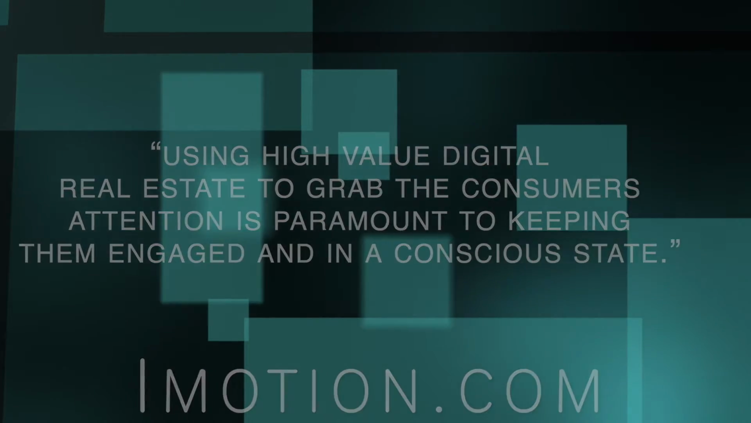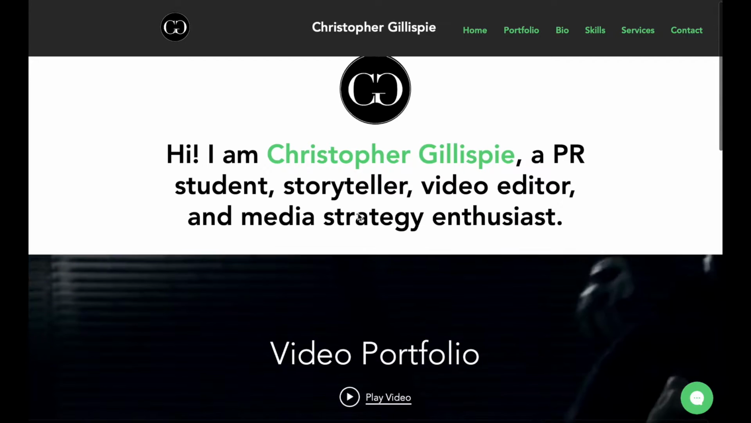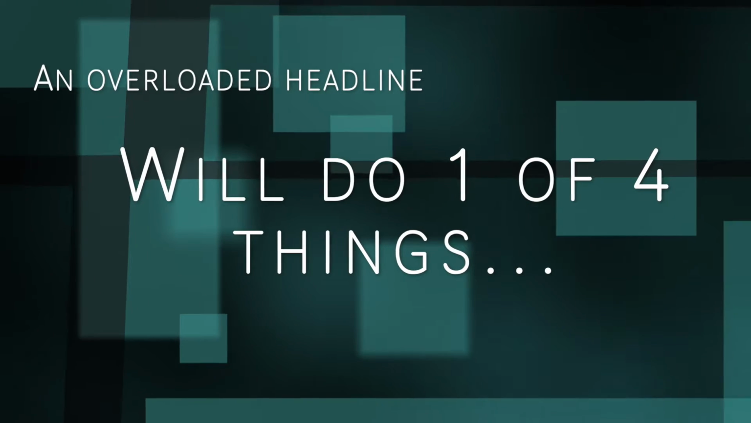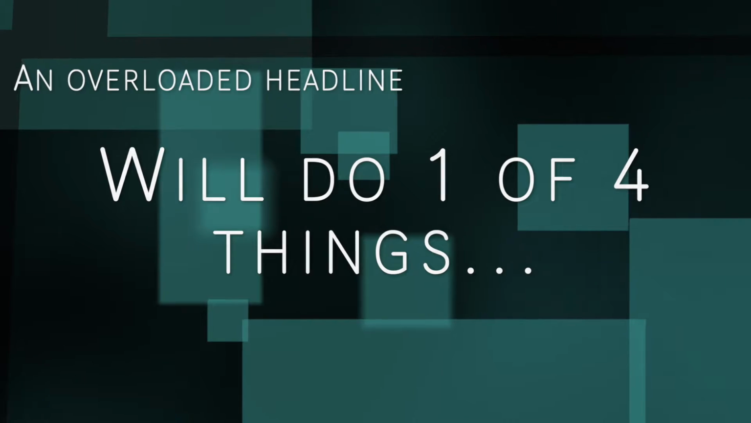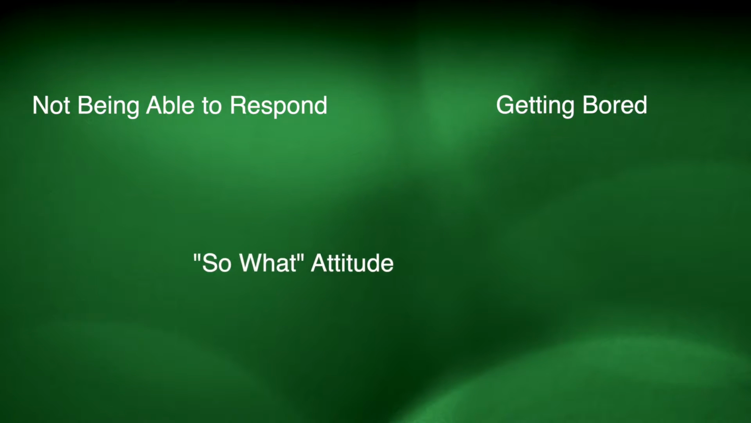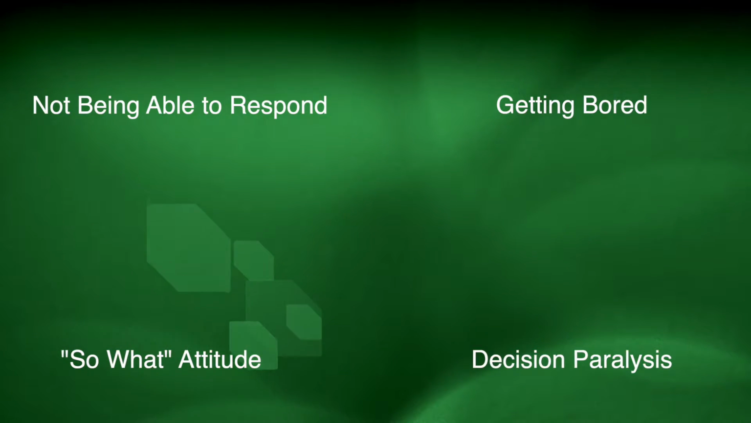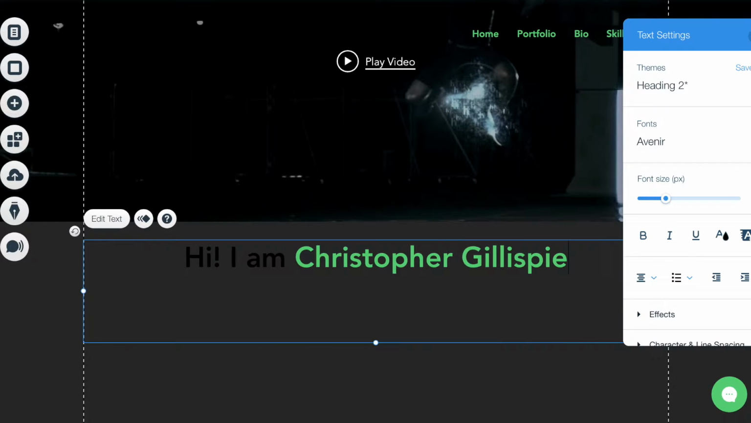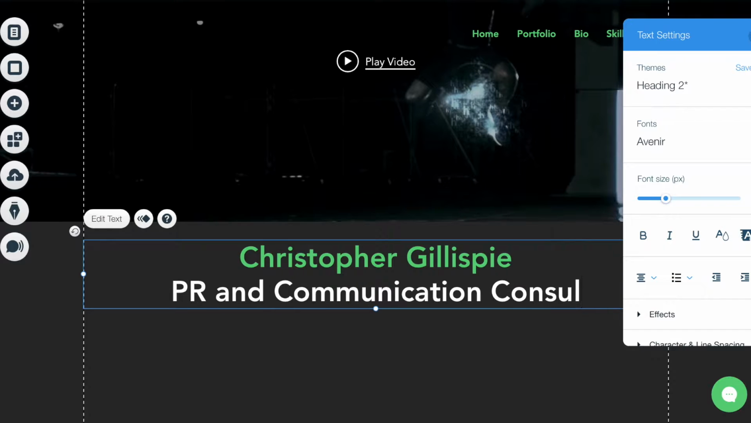In an effort to keep this page simple, I'm going to remove the lengthy headline. As a study from Columbia University found, an overloaded headline will result in consumers doing one of four things: not being able to respond, getting bored or irritated, developing a so what attitude, or worst case, developing decision paralysis. So, I'm going to replace this lengthy header with the influencer's name and a more condensed, more authoritative title.